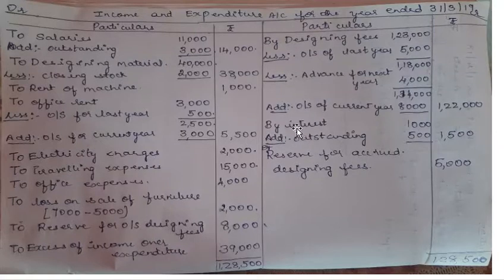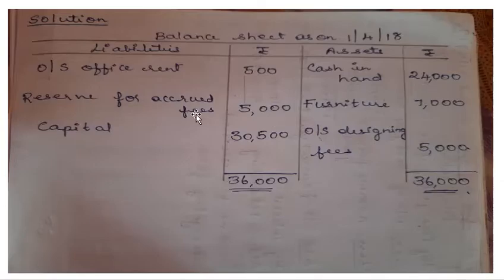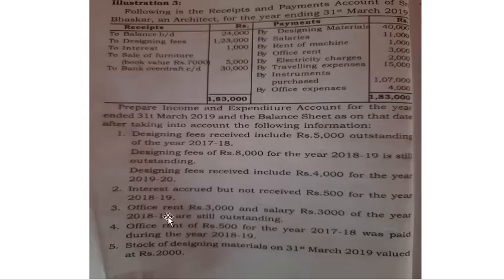Then if there is any outstanding income except interest, we have to create a reserve. Outstanding income for the current year is 8000, so a reserve is created for outstanding fees 8000. Then one more: there is a reserve which we have created for the accrued fees, 5000 rupees, which is received in the current year. See, accrued fees of rupees 5000, and this 5000 was outstanding in 17-18, which is received in the current year.